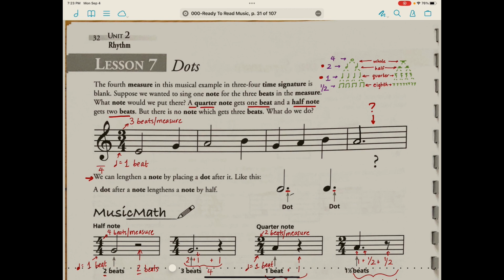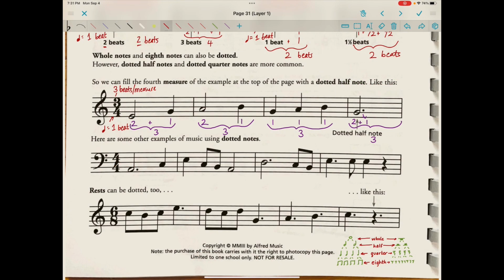Continuing with Unit 2, which is our rhythm unit, Lesson 7, dots or dotted note values. We will again start working from where we left off. As rests can be dotted too, which is what we just discussed. So what we're going to do here is just again do the music math of this example. So first we look at the time signature.